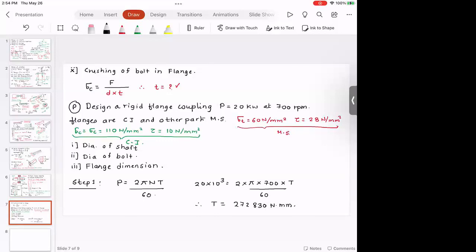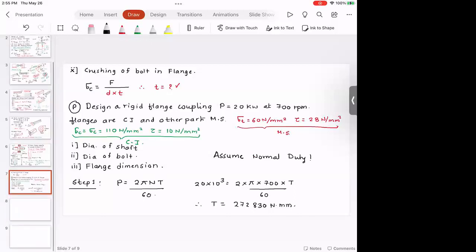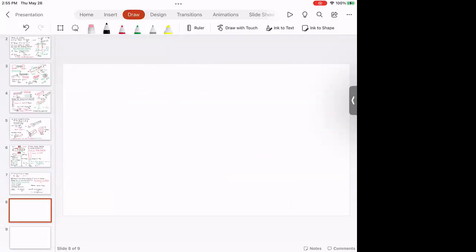Now, one thing I want you to understand, in this particular problem, we can make this problem slightly complicated by assuming a service factor. But I'm going to assume normal duty. So I'm not going to multiply by 1.1 or 1.15 or 1.2. I'm just going to assume that this flange coupling is used for regular operation, no overload. Everything is just perfect. So this is the torque that I'm going to use. The next step, I'm going to find out the shaft diameter.